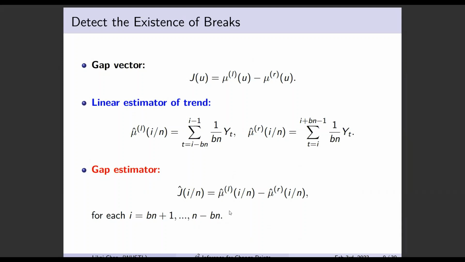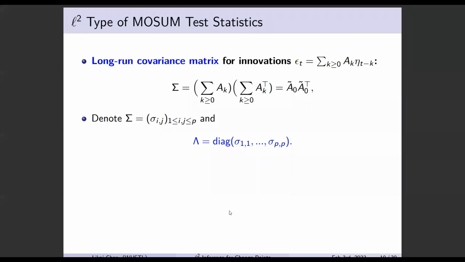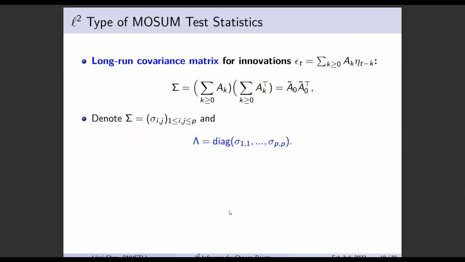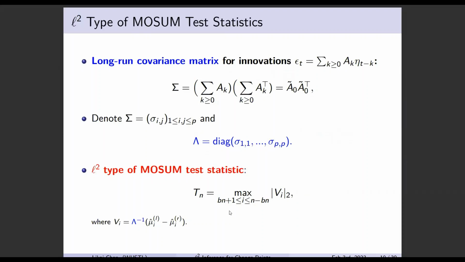And well, the next question is, because the gap here is in p dimension, so we need to aggregate that information. So we need to introduce a long-run covariance matrix here in order to introduce our statistic, because here the Vi is the difference between the left average and the right average. Now we standardize it by the diagonal of the long-run covariance matrix.